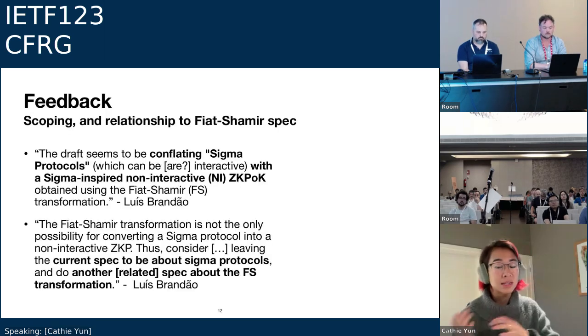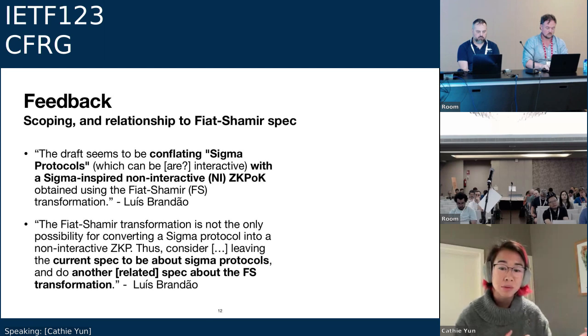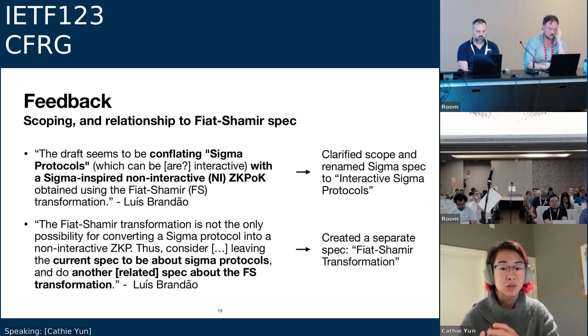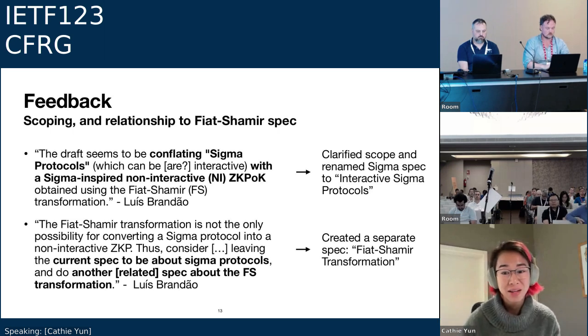So as I sort of hinted at before, there was some confusion about the scoping and the relationship between the Sigma protocol spec and the Fiat-Shamir spec. I think with good reason, there was confusion of, is the Sigma protocol we're defining interactive or non-interactive? And so we have addressed this by very clearly defining the Sigma protocol spec as being for an interactive Sigma protocol. And then, as I said before, we are turning that into a non-interactive Sigma protocol with the Fiat-Shamir transform. So hopefully that clears things up. We did explicitly rename the spec to make that super clear.